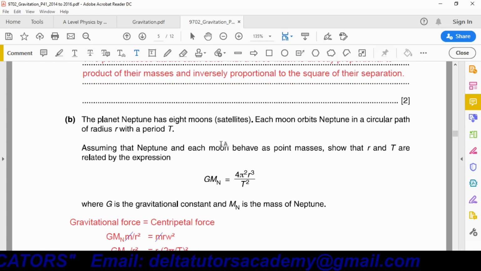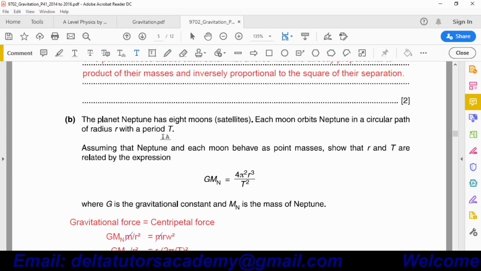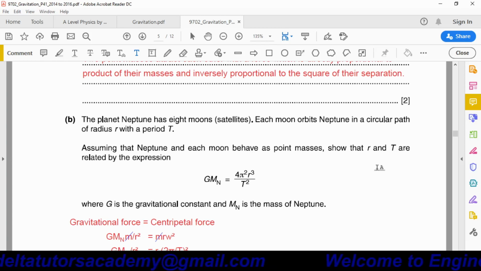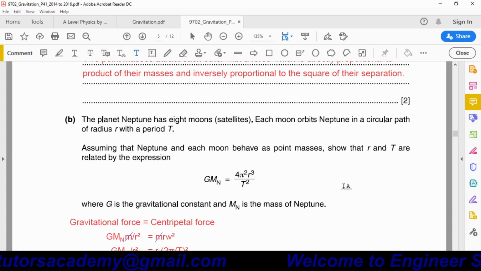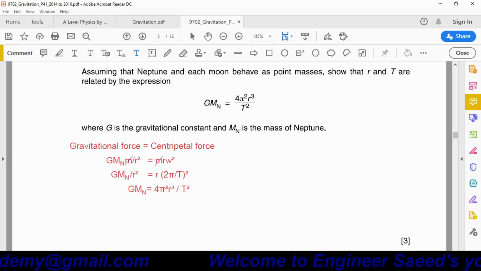The planet Neptune has 8 moons. Each moon orbits Neptune in a circular path of radius r with a time period of t. Assuming that Neptune and each moon behave as point masses, show that r and t are related by the expression G Mn is equal to 4 pi square r cube over t square, where G is the gravitational constant and Mn is the mass of Neptune.